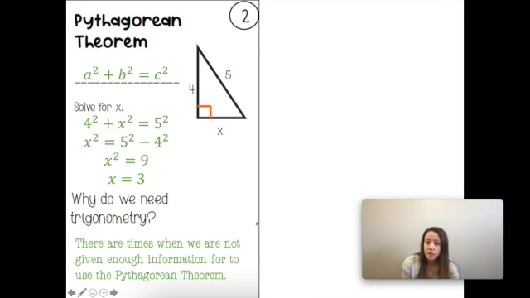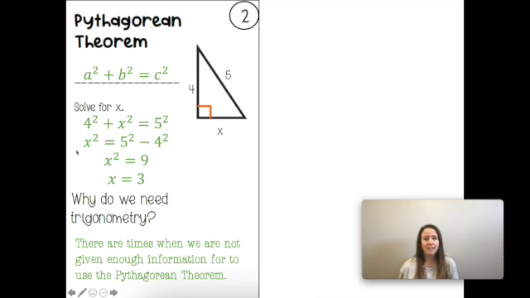A reminder of what the Pythagorean theorem is. Anytime I have a right triangle, I can do a squared plus b squared equals c squared, where c is the hypotenuse or the longest side. I did some math there for you. So 4 squared plus x squared equals 5 squared. Words are hard. Try again.